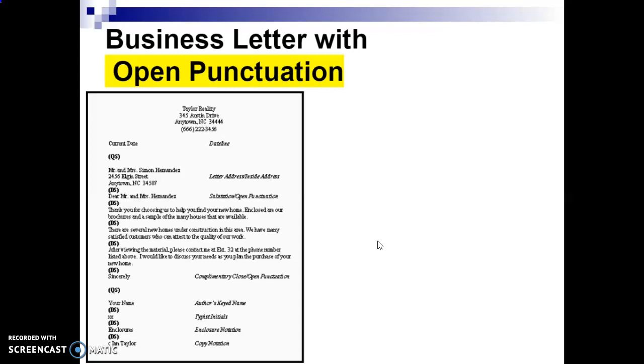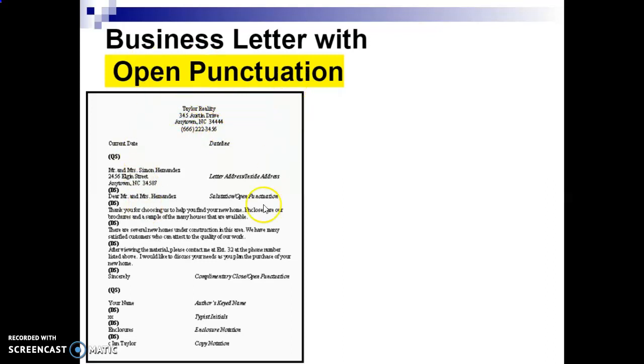Now you have a business letter with open punctuation. Okay, now we know this is a business letter and not a personal business letter because, as you can see at the top, there's a letterhead giving the business name, address, and phone number. Taylor Realty, that's the business, their address and their phone number. And then if they have a logo or something, that might be up here next to their contact information. But that is a letterhead, an example of a letterhead.